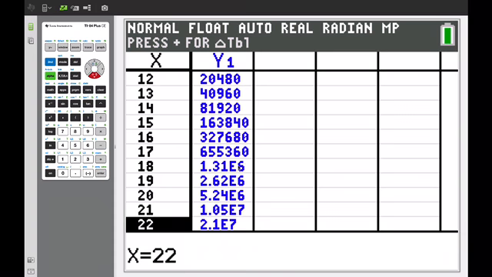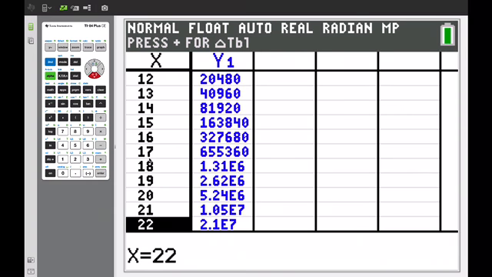But this time it's positive 6. So that means you're going to take the decimal and you're going to move it 6 places. This is scientific notation, so that's how we write really big numbers in a very small space. Okay, so that's the first problem of how you make a table using your graphing calculator.